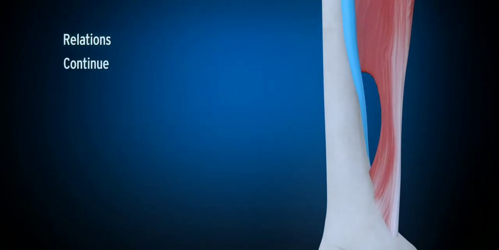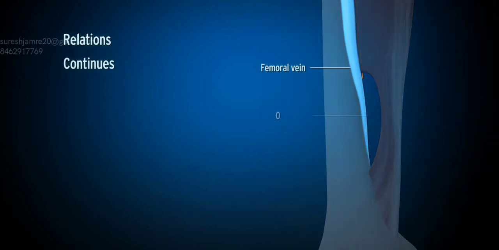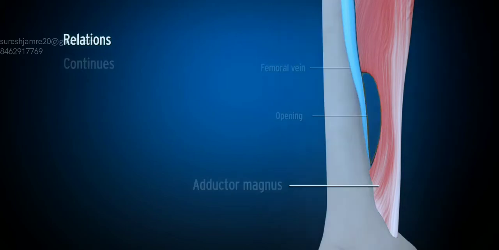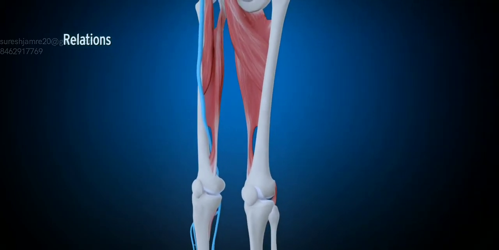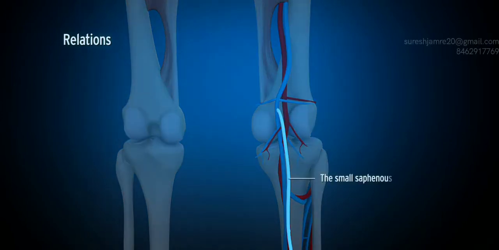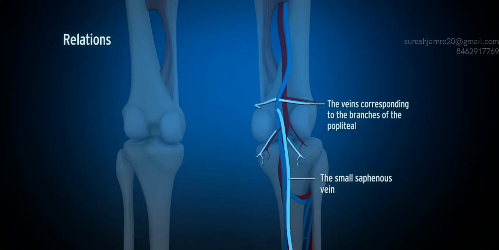The vein continues as the femoral vein at the opening in the adductor magnus. The popliteal vein receives the small saphenous vein and the veins corresponding to the branches of the popliteal artery.